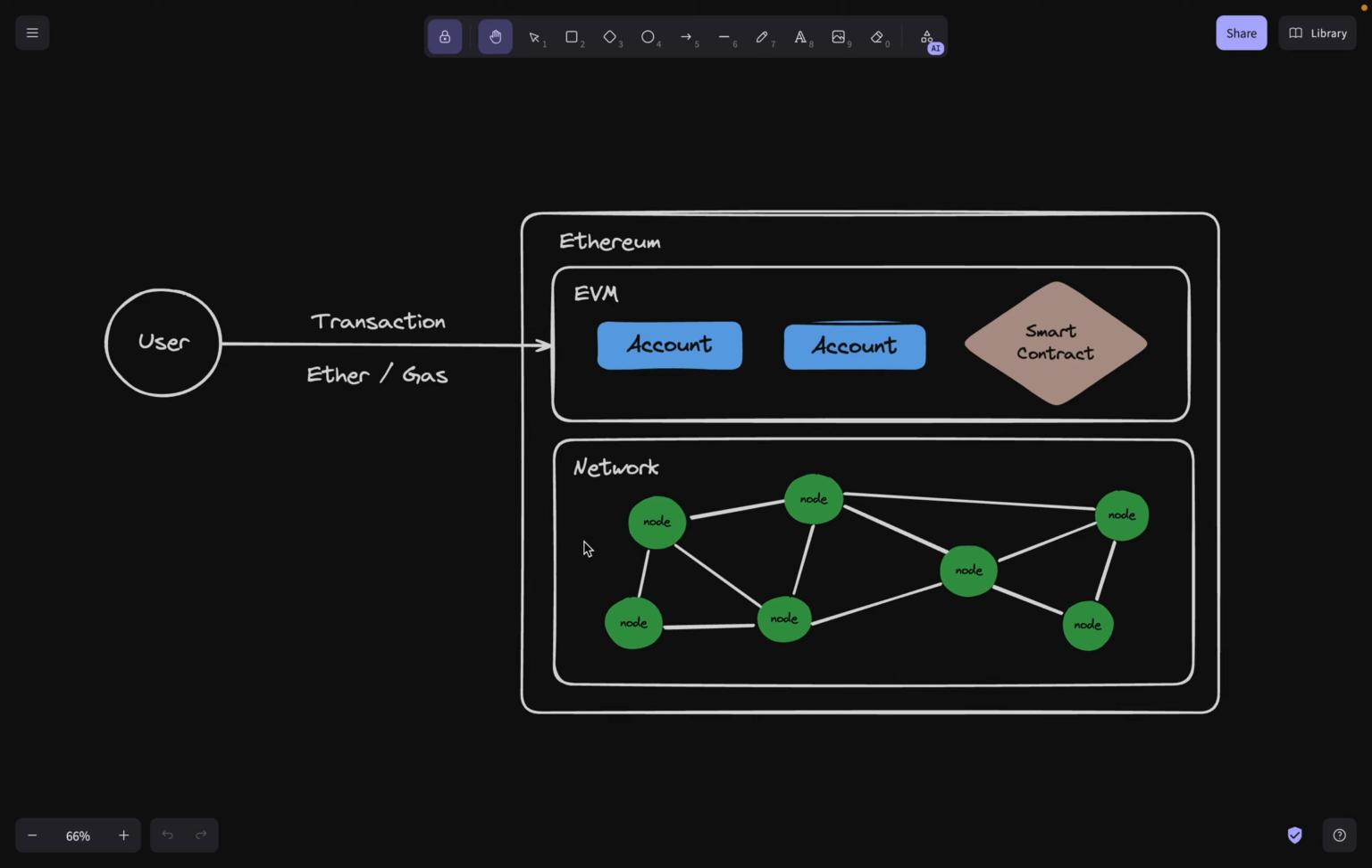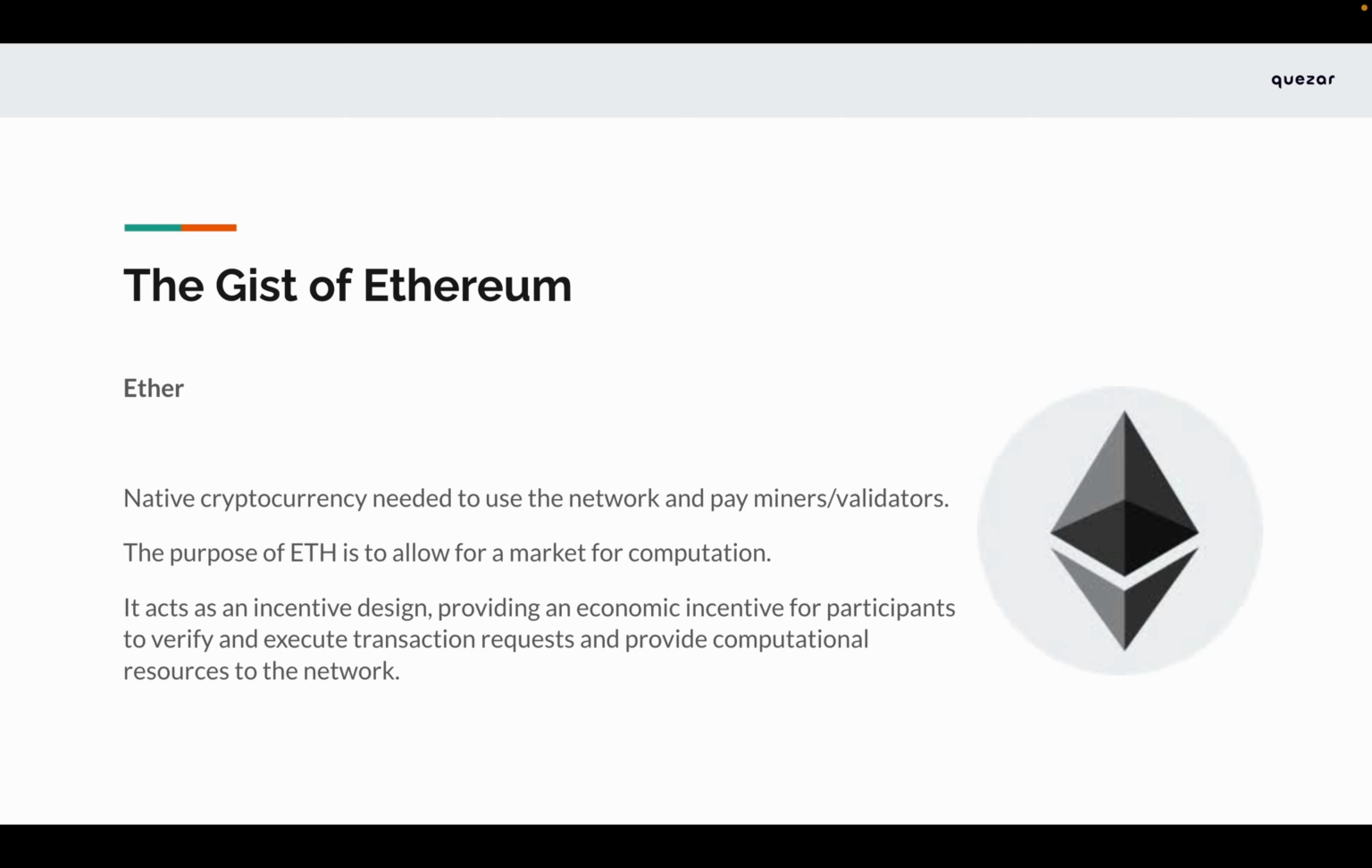So in order to incentivize these nodes to keep running the network, you have to introduce a mechanism that compensates them for providing their resources to the network. That's where Ether comes into play. Whenever a user puts a transaction or does some kind of activity on the network, they have to pay the nodes using Ether in proportion to the amount of computation that they are doing. So that's how Ether acts as an incentive design, providing an economic incentive for the participants, that is, the nodes running the network, to verify and execute the transaction request and provide computational resources to the network.